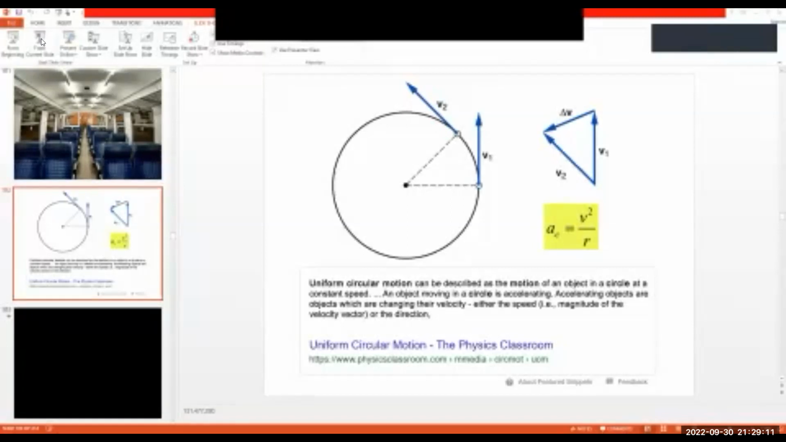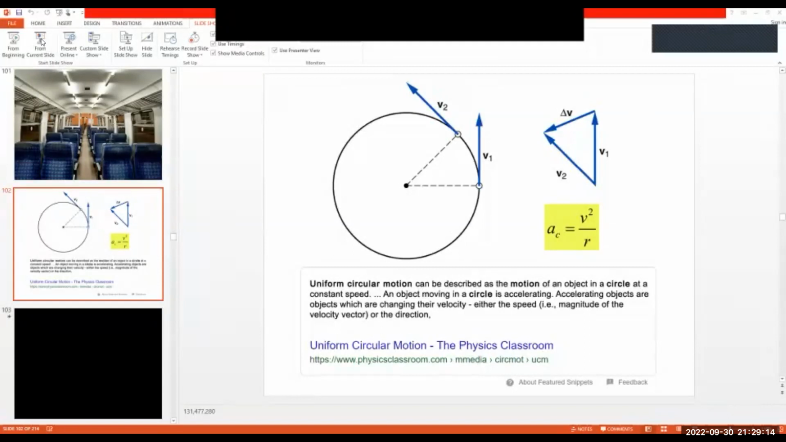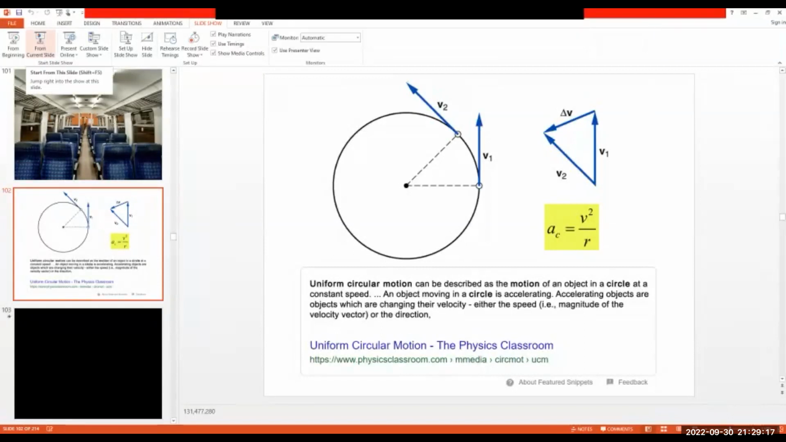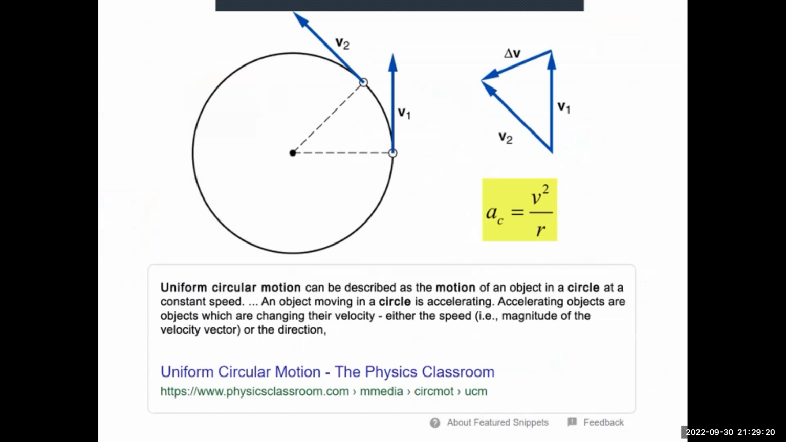Yep, I see it. Basic math. Right, yes. Uniform circular motion. So read it with me. Uniform circular motion can be described as a motion of an object in a circle at constant speed. An object moving in a circle is accelerating. The calculation is a_c equals v squared over r. That is telling you the acceleration. And yes, we sense acceleration. It doesn't matter that we're moving at constant speed. It's constant speed in a circle.